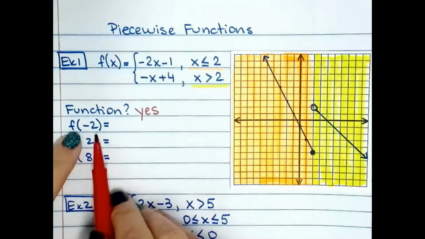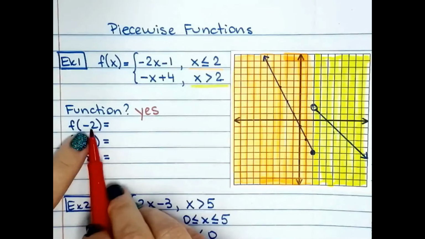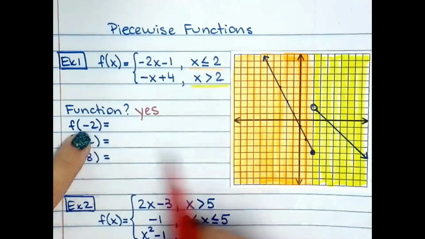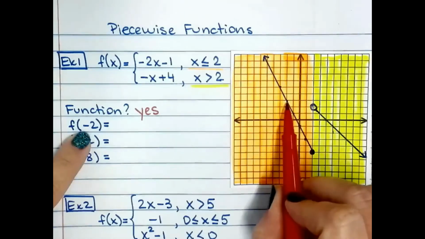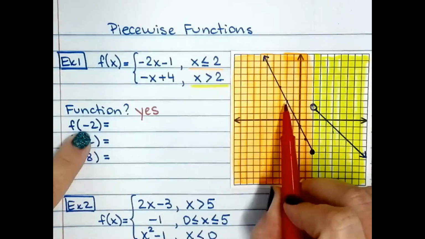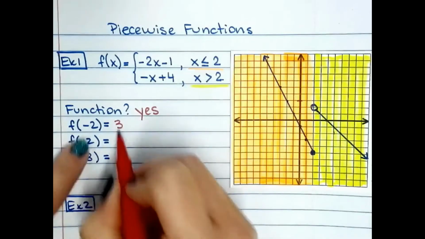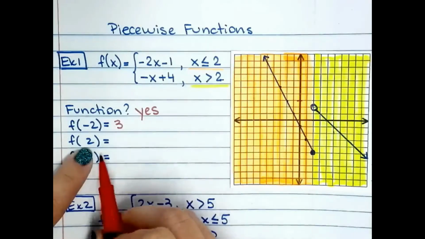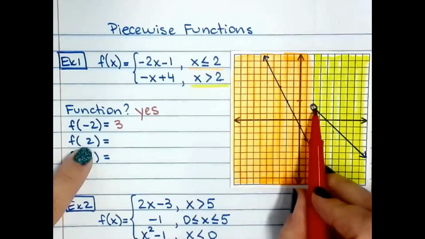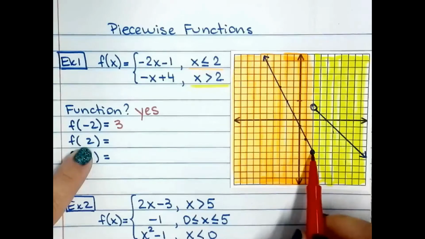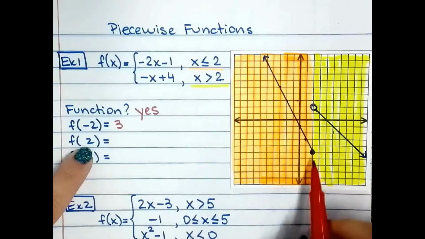Now, what does this mean? It means what is y when x is negative 2? Well, x is negative 2 right here. What is y? 3. 3 is right there. Same thing for that one. What is y when x is 2? Well, x is 2 right there. Do I use this one or do I use this one? Well, this one, x is not really there, but it's definitely there.